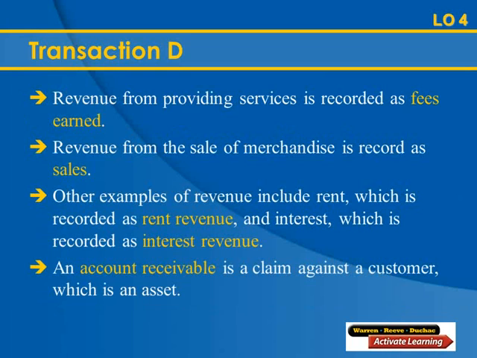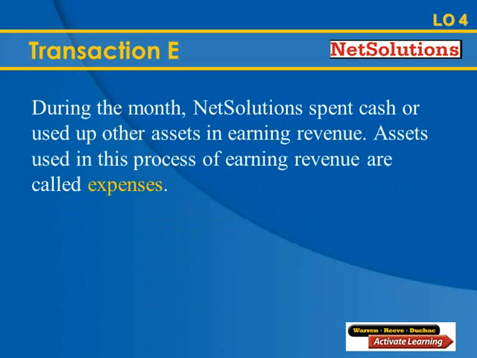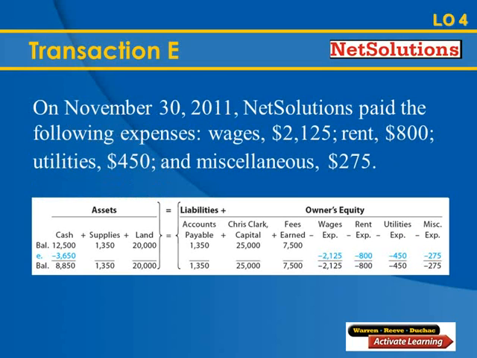Different terms are used for the various types of revenues. Expenses include supplies used and payments for employee wages, utilities, and other expenses. Expenses can be paid directly in cash, or payment might be made in the near future, called on account.